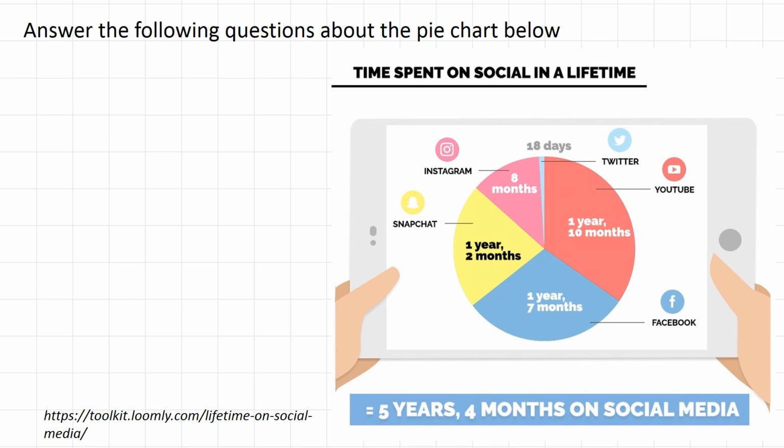Also, it's a pie chart about how much time is spent on social media in a lifetime. So if you added up all the hours you spent on YouTube, how much would that add up to in a lifetime? So obviously YouTube here, or maybe not obviously, but YouTube is the largest chunk, the red chunk, and the smallest chunk in this example is Twitter.